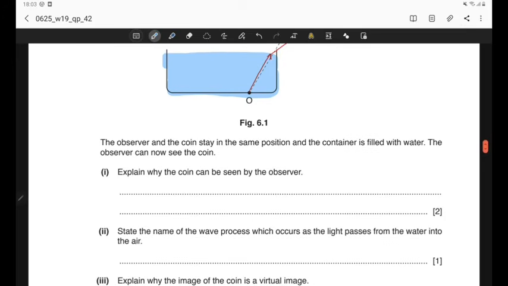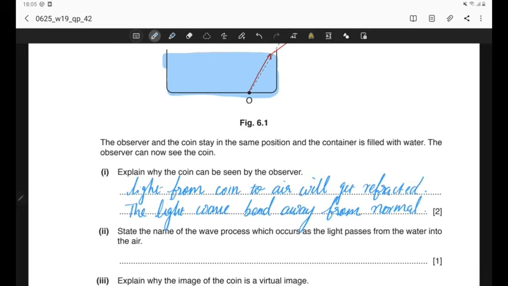So here we can write the first point: light from coin to air will get refracted. And how will it get refracted? Will it bend towards the normal or away from the normal? That also we can mention. The light wave bent away from the normal. And it's because the light wave is traveling from a denser medium to a rarer one, where water is denser and air is a rarer medium.